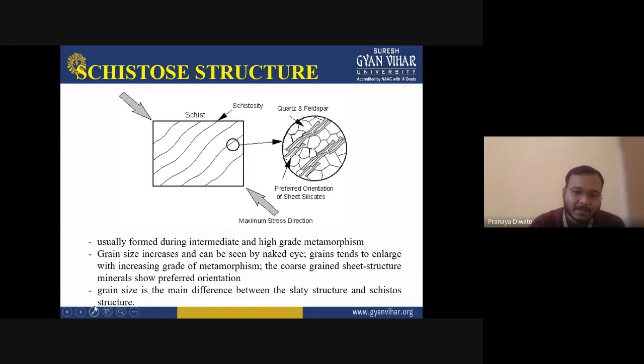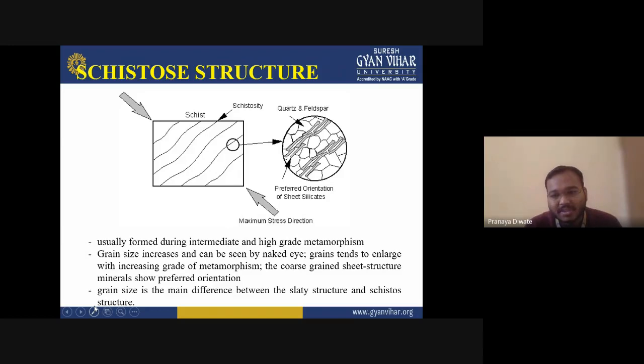The schistose structure is usually formed during intermediate and high grade metamorphism. Grain size increases and can be seen by the naked eye. Grains tend to enlarge with the increasing grade of metamorphism.